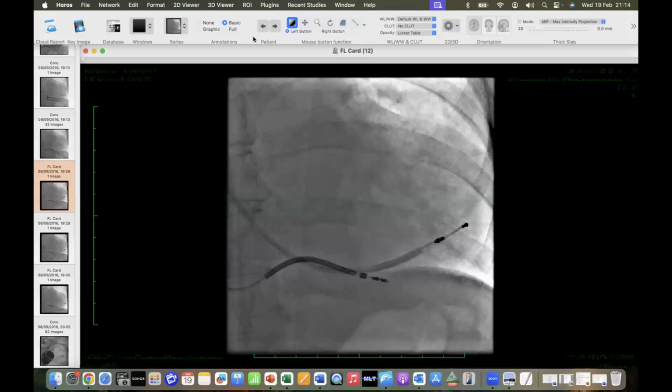So some machines allow the ICD to shock from multiple vectors. You can shock from the SVC to the device, and you can shock from the RV coil to the SVC coil. You can shock from the RV coil to the device. Previously, it was only St. Jude who had that functionality. I believe there are more companies able to do that now.